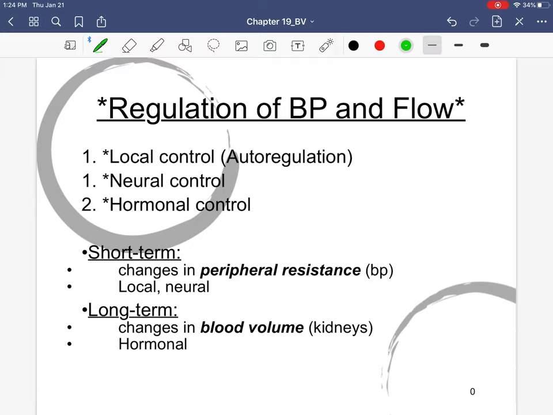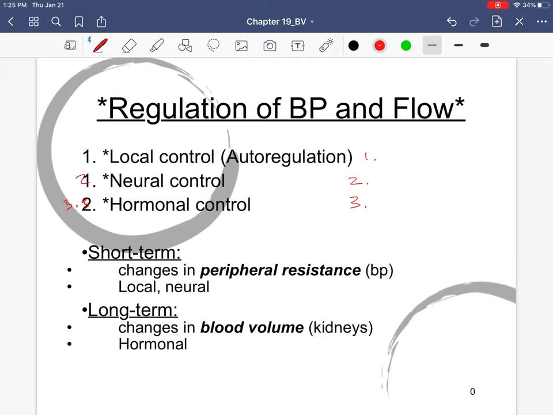All right, so now let's put it all into practice. Here we go. So we're going to talk about this three ways. We're going to end up talking about regulation of blood pressure and blood flow through autoregulation, number one. We're going to talk about how we regulate blood pressure and flow through neural control, and that should be number two. And then we're also going to talk about how we regulate blood pressure and flow through hormones. So we've got three different things working together to regulate blood pressure and blood flow.